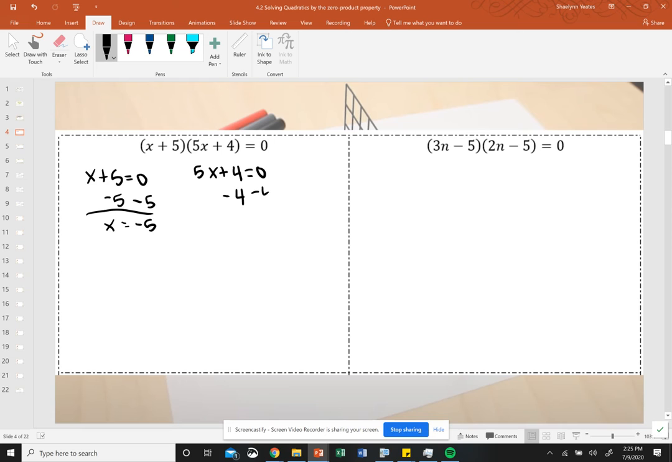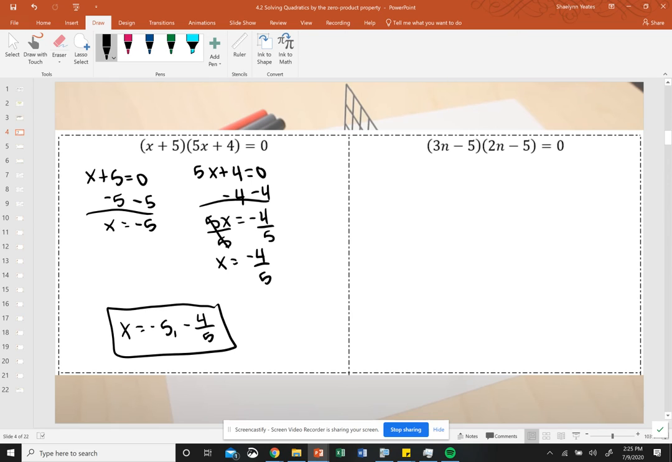Then here, I would subtract the 4 from both sides, and I get 5x equals -4. Then I divide both sides by 5, and I'm just going to leave it as a fraction. So x either equals -5 or -4/5. All right? Okay. Perfect. All right, let's do another one. So these are ones that are already factored.